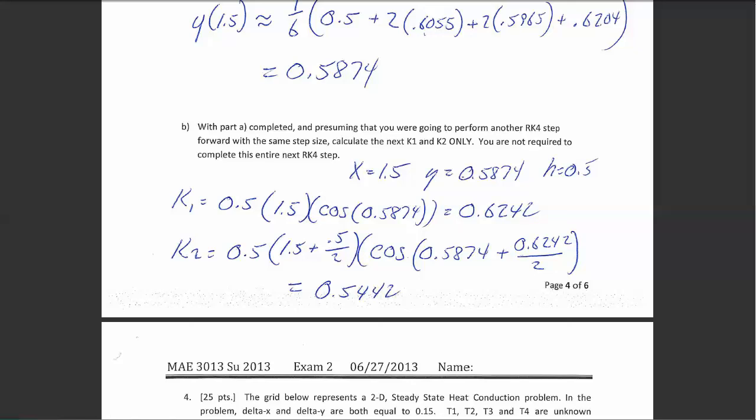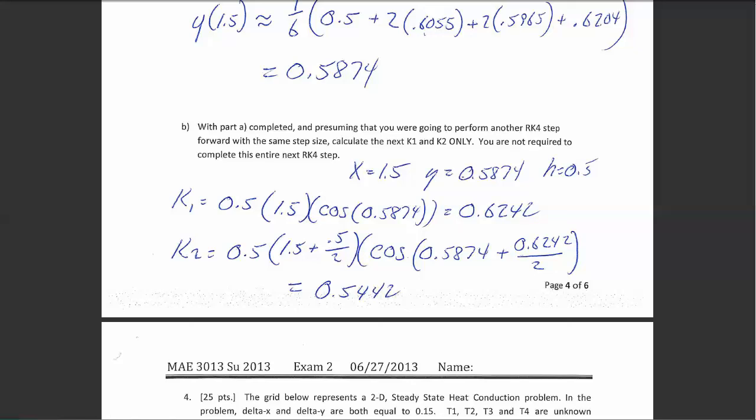Here's the next important step. K2 is equal to the step size times the current x plus half the step size, operating the cosine of the current y plus half of the previous k1. That's sort of the big final step, getting a k2 of 0.5442. That's as far as I asked you to go, and so we end that problem right there.